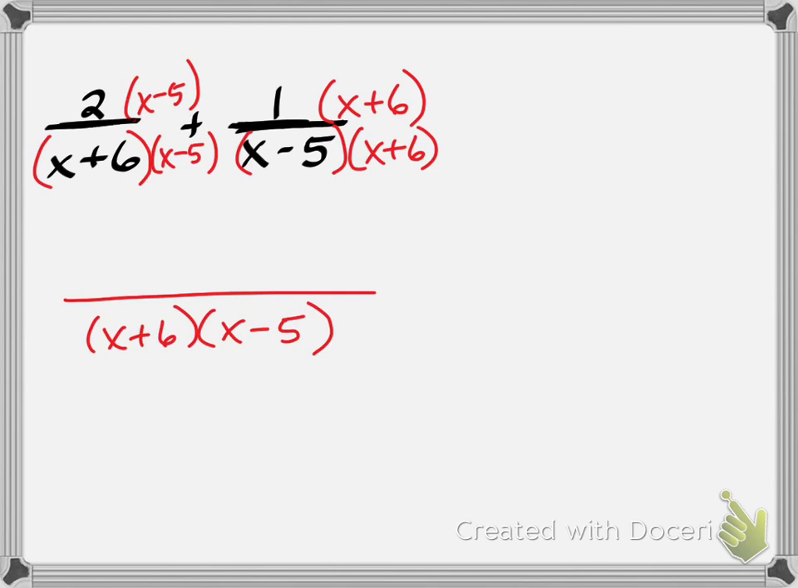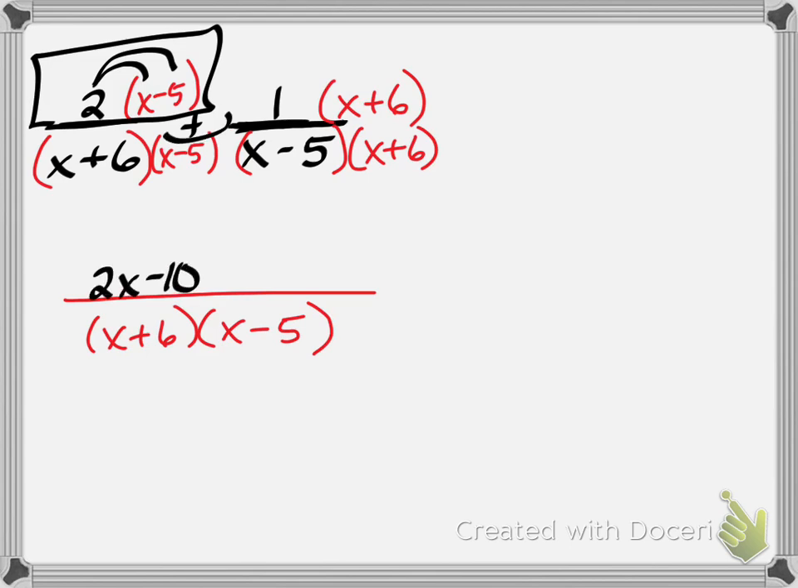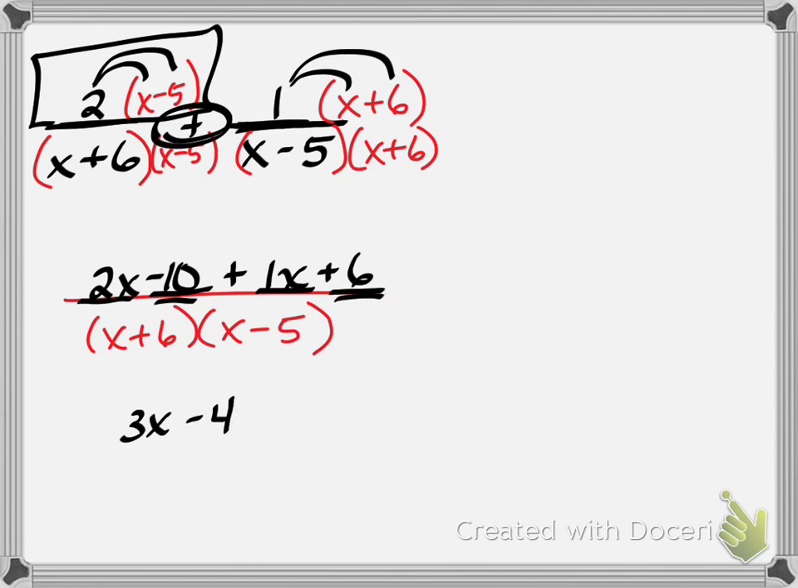So now, here on this side, we're going to distribute the 2 and get 2x minus 10. Then we write our plus down. And then we distribute the 1, or just don't worry about the 1. That's up to you. Anyway, we're going to get 1x plus 6. Now, in the numerator, we're going to see if we have some like terms. And 2x plus 1x is 3x. And negative 10 and positive 6 gives us minus 4.